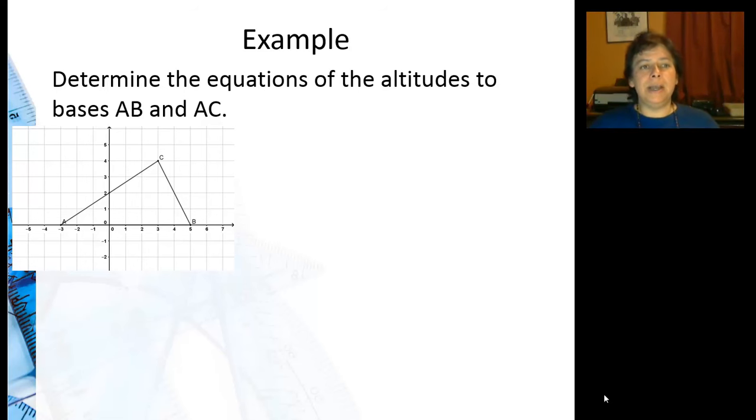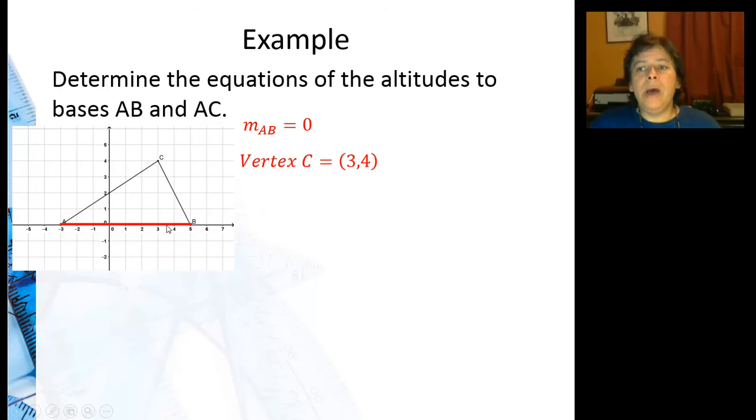So in this example, we're going to find the altitude to base AB and then AC, starting first with just AB. So I'm going to highlight that. And you can easily see that the slope is 0 because it goes up 0 over 8. And then the vertex, it's going to have to go through point C over here, and those coordinates are 3, 4. So I wrote those down.